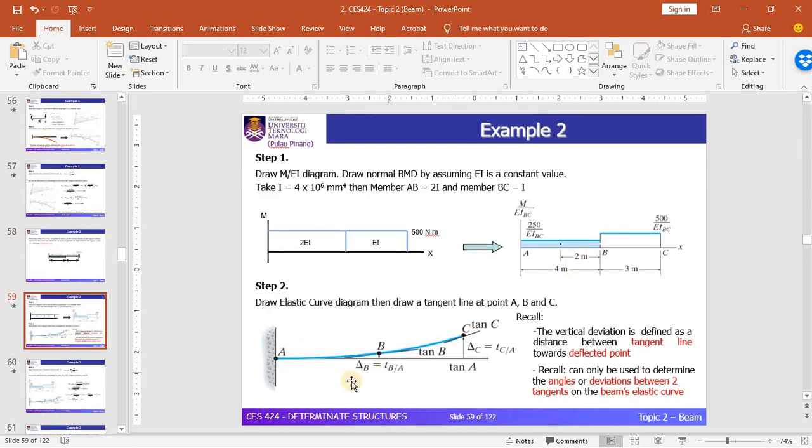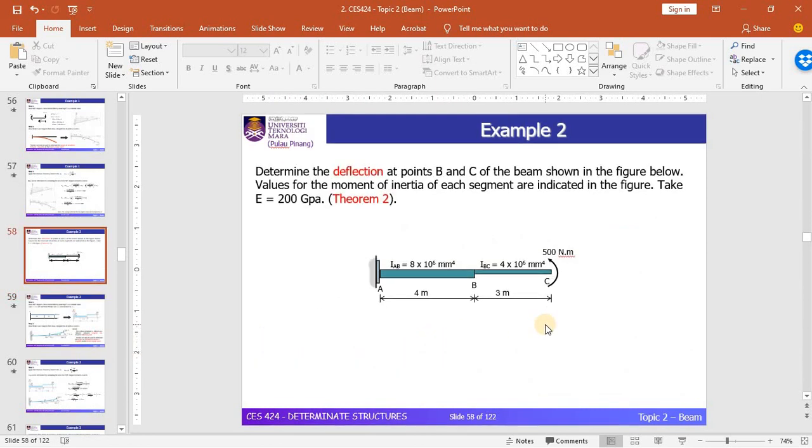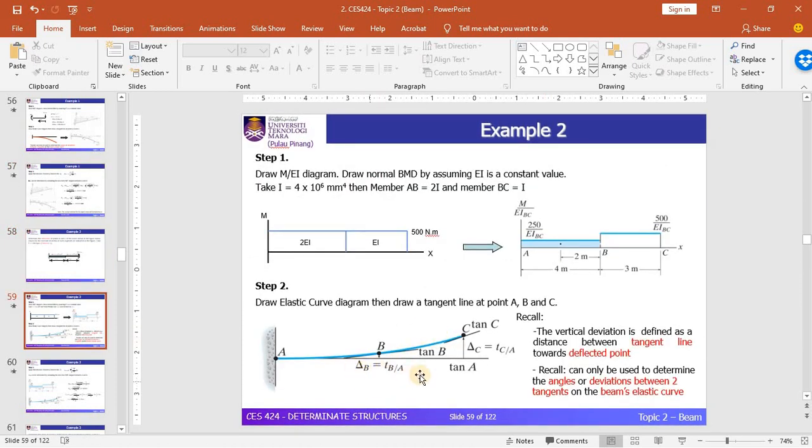Okay, so the next step, you need to draw the elastic curve diagram. This is the elastic curve diagram. Since the point moment applied is counterclockwise, this beam will deflect counterclockwise. Since in this problem we need to calculate the vertical deflection at point B and at point C, you need to draw the tangent lines for B and for point C.